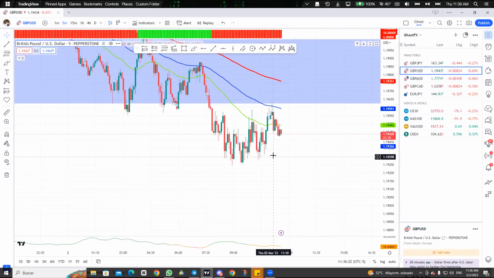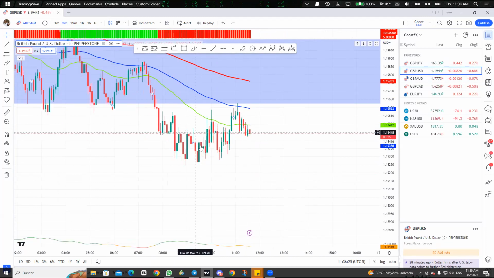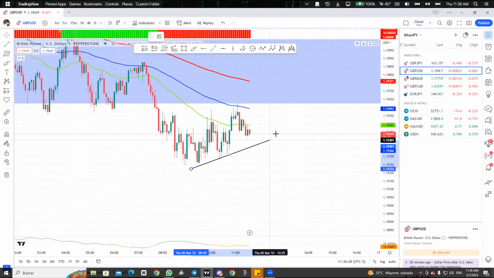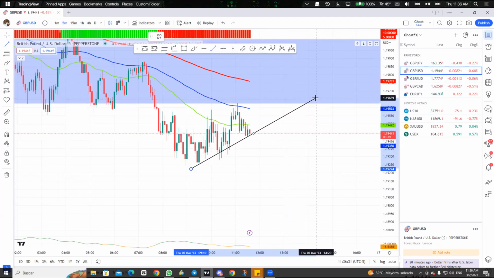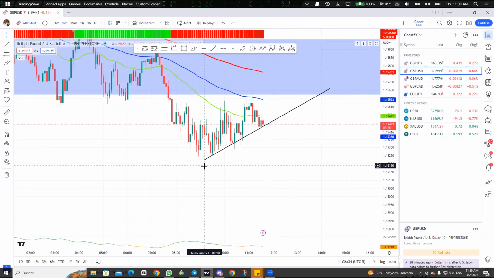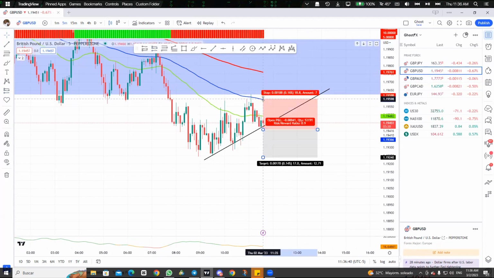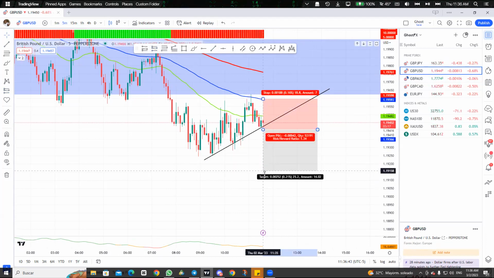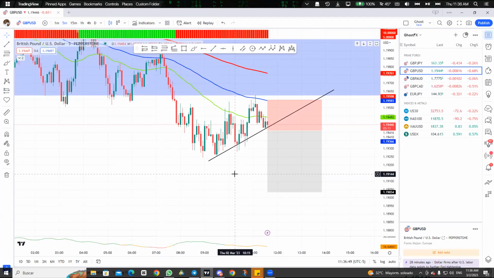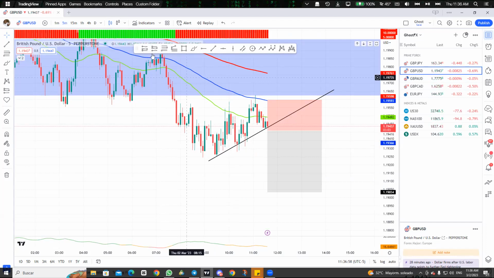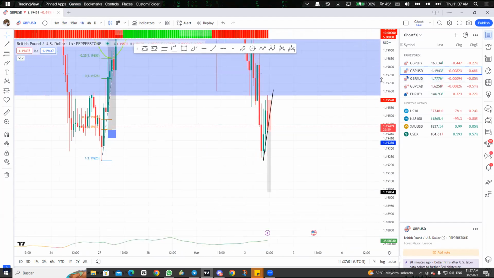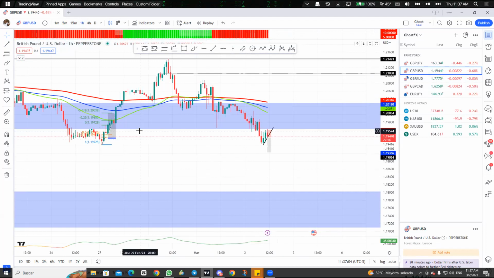GBP USD is going down. Okay, this one seems like a good sell, but we're in an uptrend here. So for it to be a good sell, it needs to break out. Okay. Let's see what it does. But it looks good for a sell. On the 1 hour, we already broke out the area.